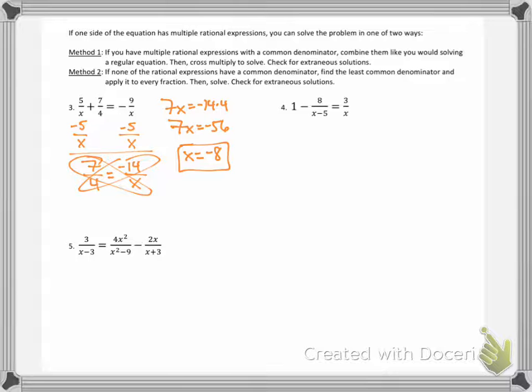Again, I'm going to check to see if that solution is extraneous. What makes this easy is, again, the denominator is just x. I got negative 8. It's not 0, so we're in good shape.